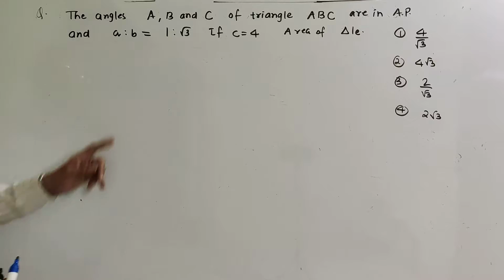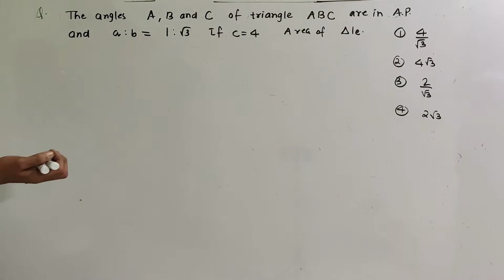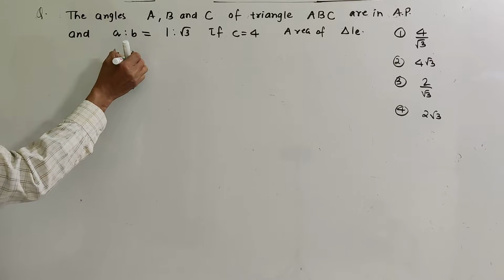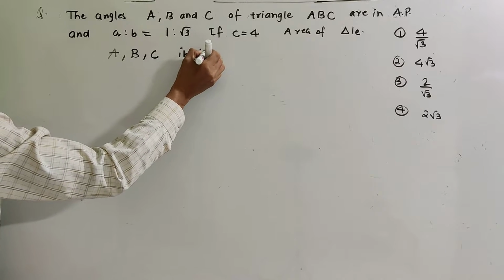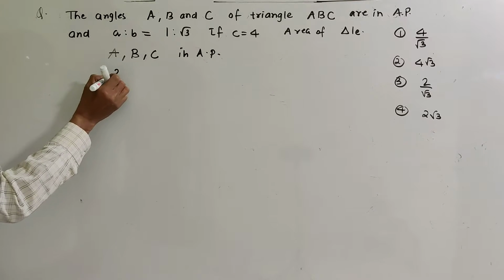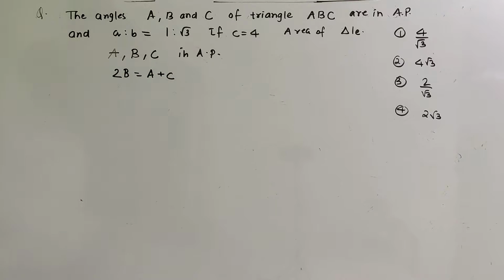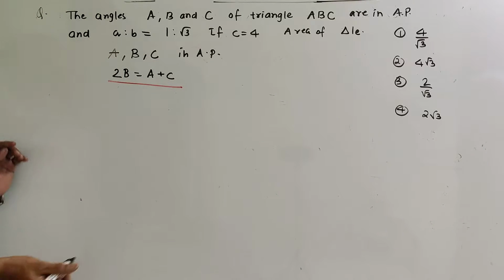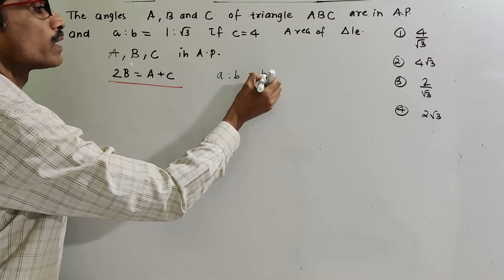Here, as the angles A, B, C of the triangle are in AP, we can write the relation that A, B, C are in AP. Therefore 2B must be equal to A plus C. This is the relation. Then we have given a is to b equal to 1 is to root 3.